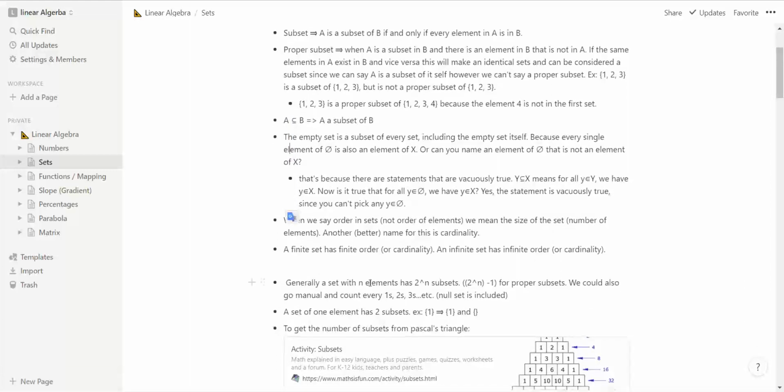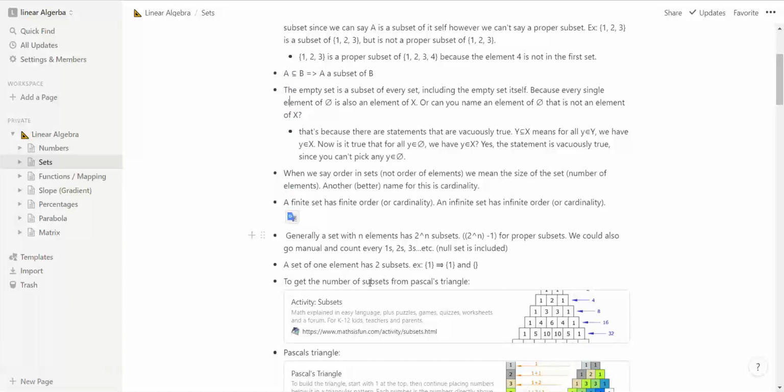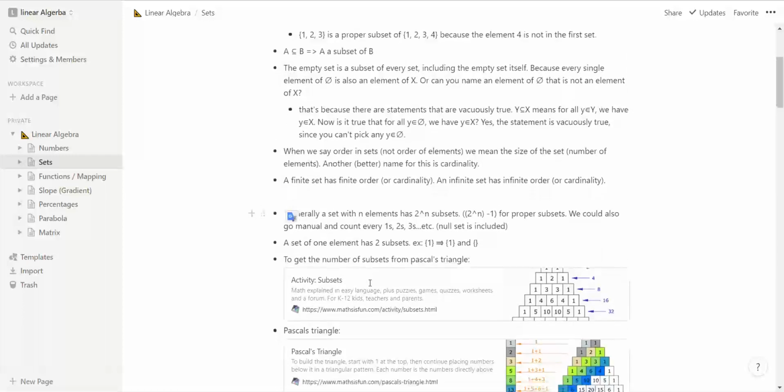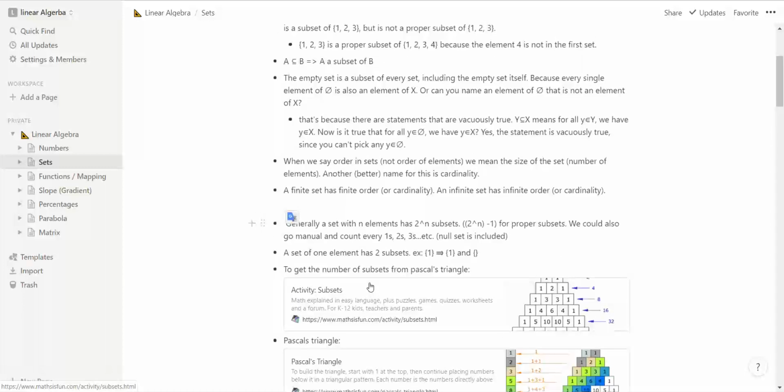Okay. When we say order in sets, it means the size, the number of elements in a set, and you can get the number of subsets using 2 to the power of n. To get the proper subsets, it's 2 to the power of n minus 1. A set can also have infinite order.